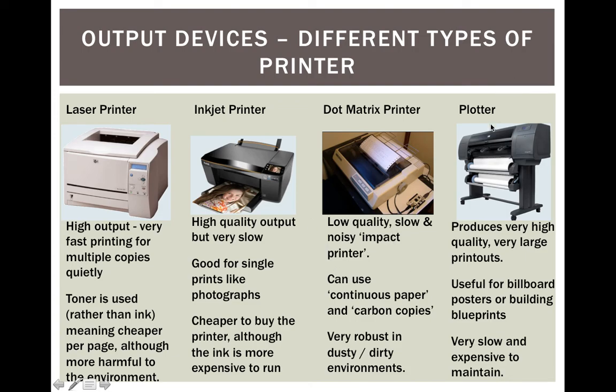And then we have the plotter. Plotter produces really very high quality, very large printouts, things like billboard posters, buildings, or building blueprints. It is quite slow to produce these, but because of the size of them, obviously, very expensive to maintain. You do have two types of plotter. You've got this kind of the drum plotter here, where you have a big roll of paper coming through. Looks like an old mangle where people used to dry their laundry. Or there's the other type of this called a flatbed, which looks like a much larger version of a laserjet printer. But these are the 4 types of printers that you need to be familiar with.